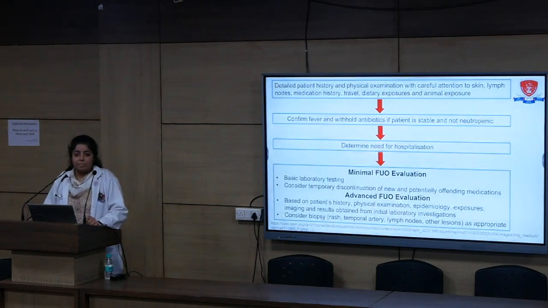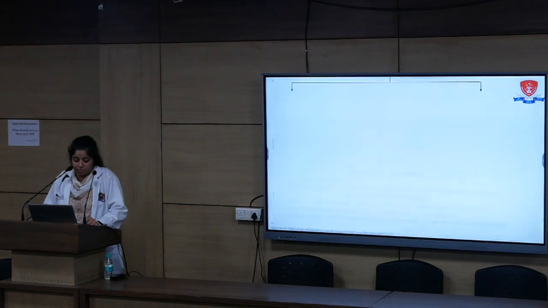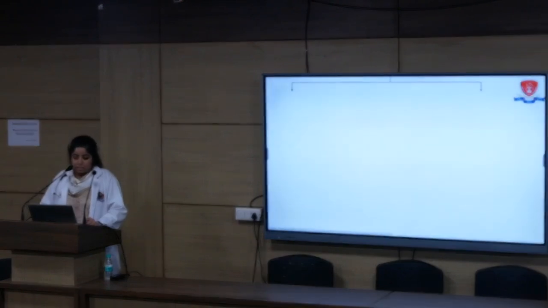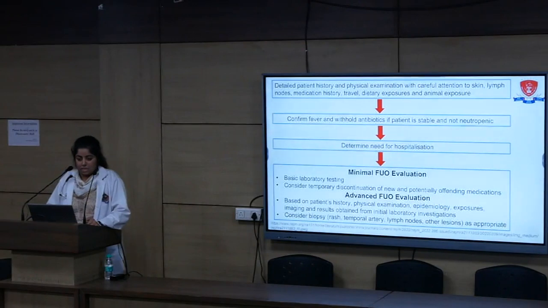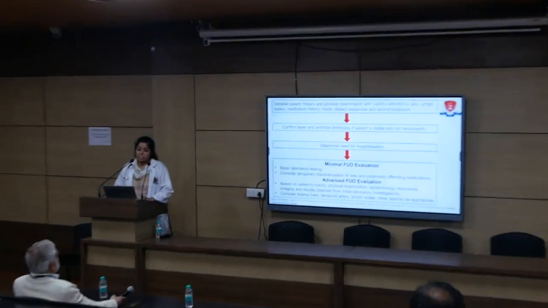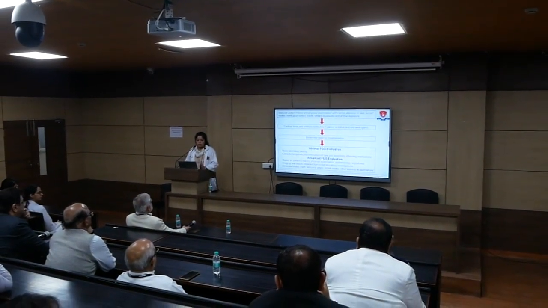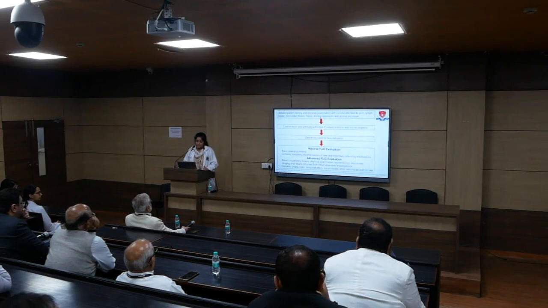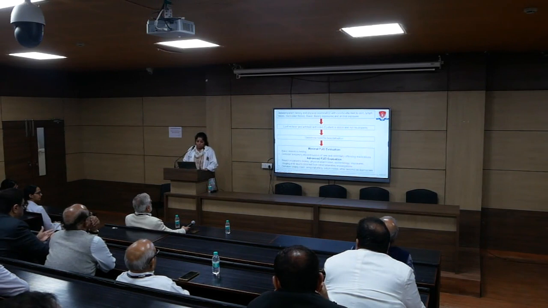Next is the minimal battery of investigations that need to be done to rule out the initial infectious causes, and the advanced investigations which will be based on the patient's history, physical examination, epidemiology. On this, what is the importance of travel history? Certain diseases are prevalent in certain parts of the country. In our country also, like in Bihar, like Kala Azar. Such travel history or animal contact can be present in cryptococcus, histoplasmosis, that needs to be ruled out for such patients. So that is within the country.